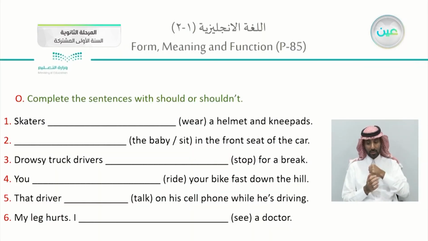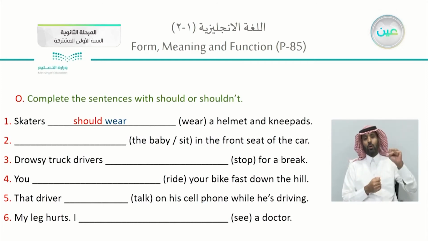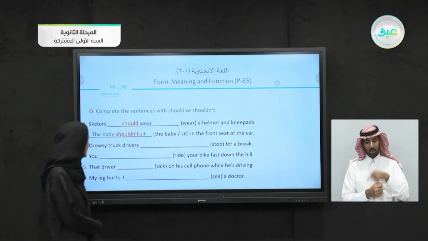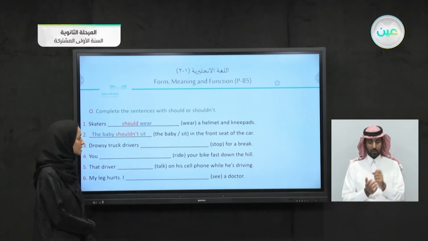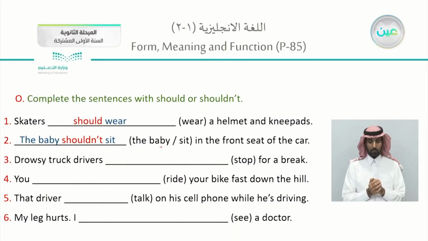Do we use should or shouldn't? Actually, it will be should. They should wear. For the meaning, we will use should and use wear as it is. The baby sat in the front seat of the car. What do you think about the front seat of the car for babies? It should be shouldn't. So we will start with the baby shouldn't sit. This is the subject of our sentence.